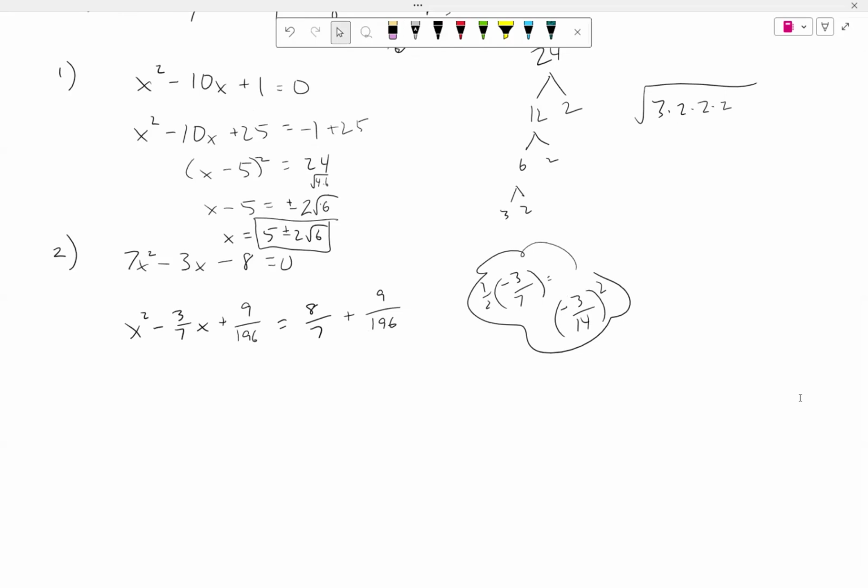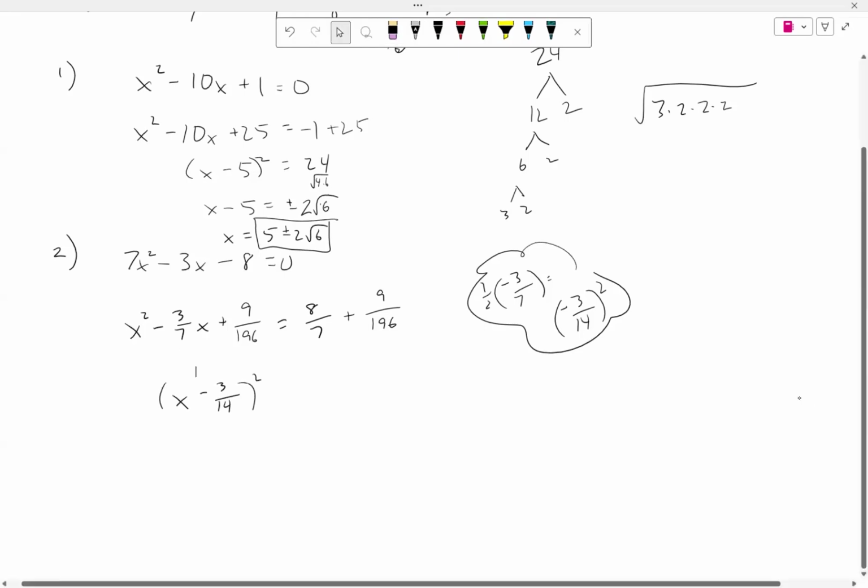Perfect square trinomial. Are we okay with that? How do you know it's a perfect square? Because you just made it a perfect square. You completed the square. So now we can rewrite that as something squared. Specifically, it's going to be x minus 3/14. Right? So it's going to be just half of that.